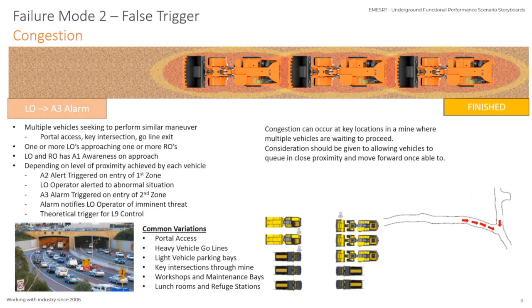So we talked about the portal access. We've got go lines, vehicle parking bays, even a key intersection in a mine, which is what I've depicted on the right there. Sometimes you've got key intersections on declines. You'll see vehicles stack up in a queue waiting for their turn to traverse that intersection. You've also got workshops, maintenance bays, lunchrooms, refuge stations, all sorts of examples where you've got lots of vehicles bunched up together.